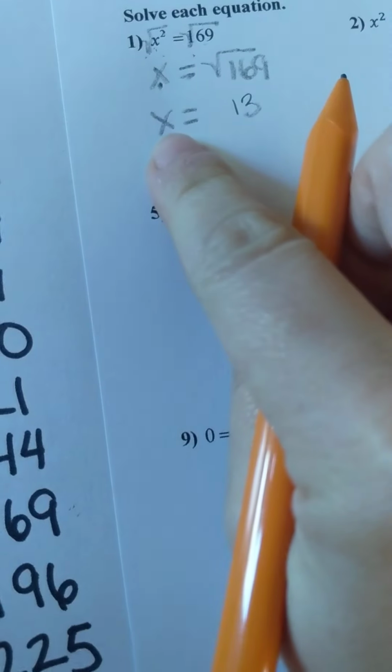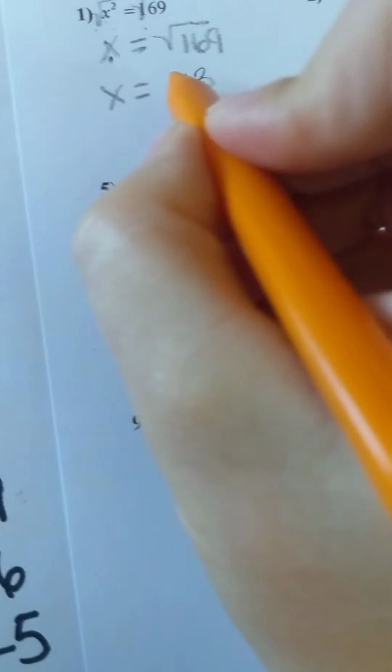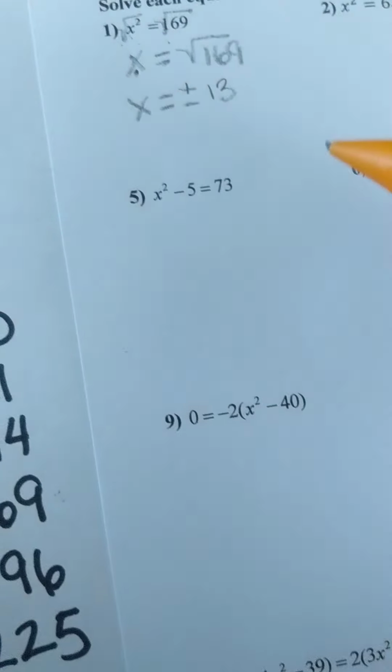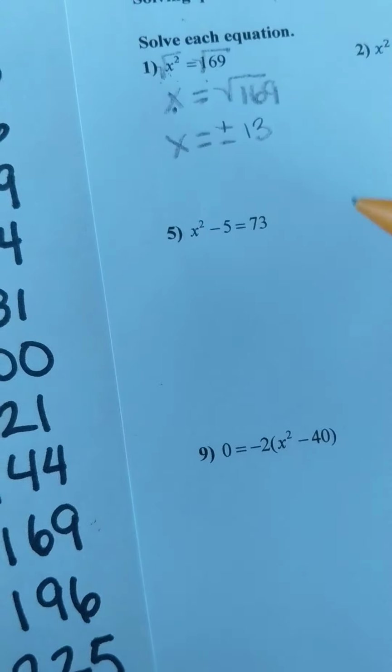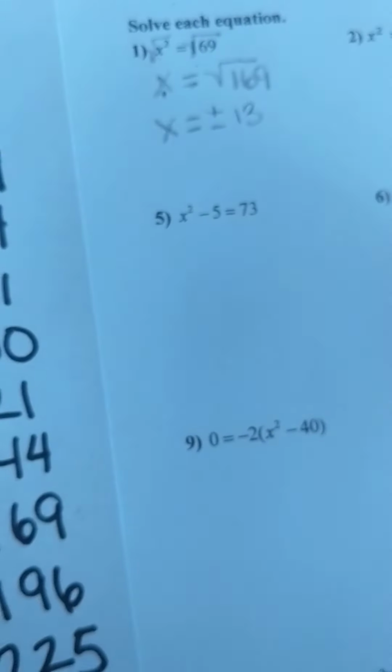And when we solve quadratics, we need to make sure that we indicate that that 13 can either be positive 13 times positive 13 or negative 13 times negative 13. So both of these answers we need to write. So x equals positive or negative 13.